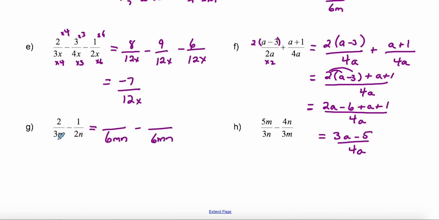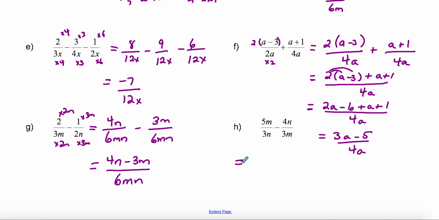So how did I get that then? I would have had to multiply that side down here by 2n. So I'd have to multiply the numerator by 2n to give me 4n. This side, to get 6mn, I would have had to multiply by 3m. So I'd have to multiply the numerator by 3m. So that one's a little trickier. In my numerator, those are not like terms, so all I can do is just write 4n minus 3m. And my denominator, I keep the same denominator, 6mn.